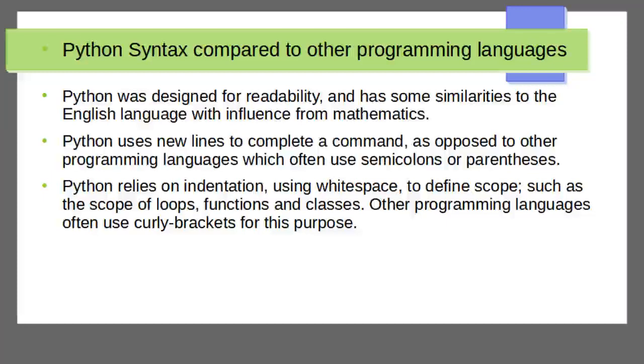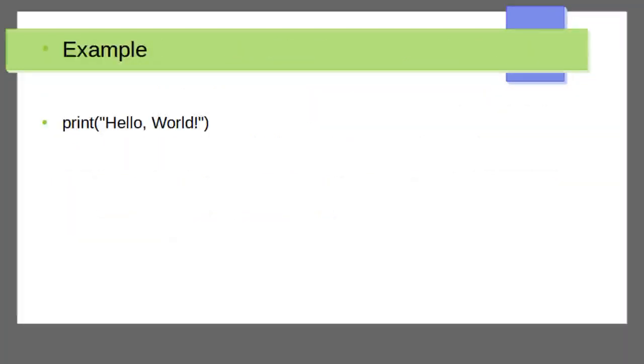Python relies on indentation, using white space, to define scope, such as the scope of loops, functions, and classes. Other programming languages often use curly brackets for this purpose. Example: print, hello, world.